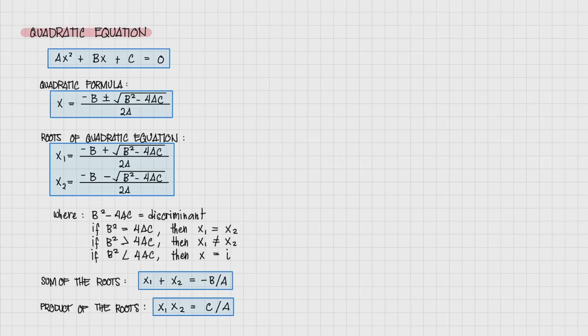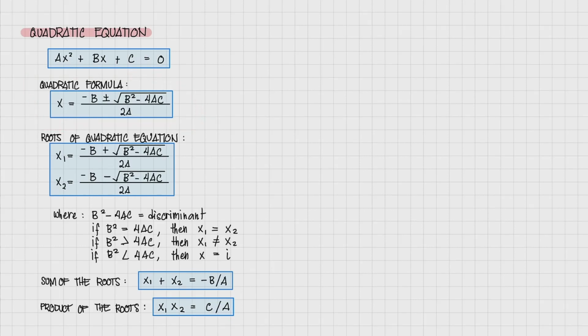Okay. So next topic, we have the quadratic equation. So for the quadratic equation, there are actually different ways of solving it. One of them is factoring, other one is completing the square, but what we're actually going to use is yung ating quadratic formula.